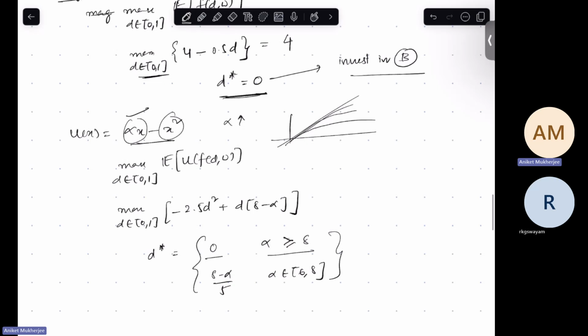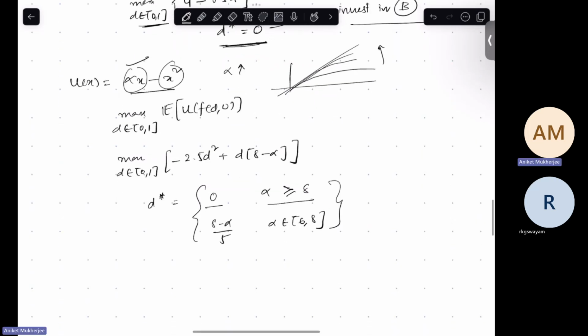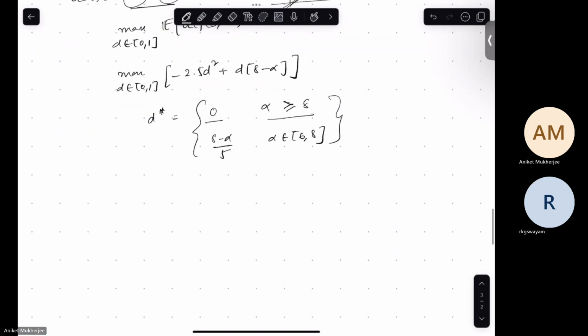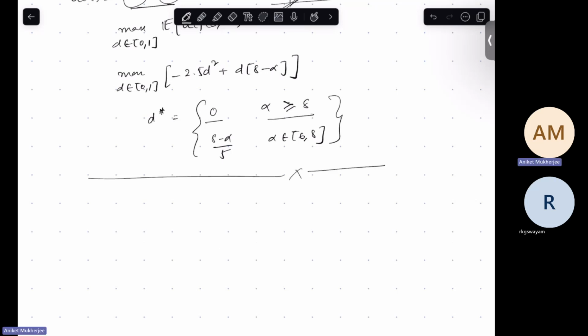And I'll also give the reason of why this happens. But before doing that, I'll do two things. First, I'll state the assumptions for the theorem. Assumptions for the theorem.